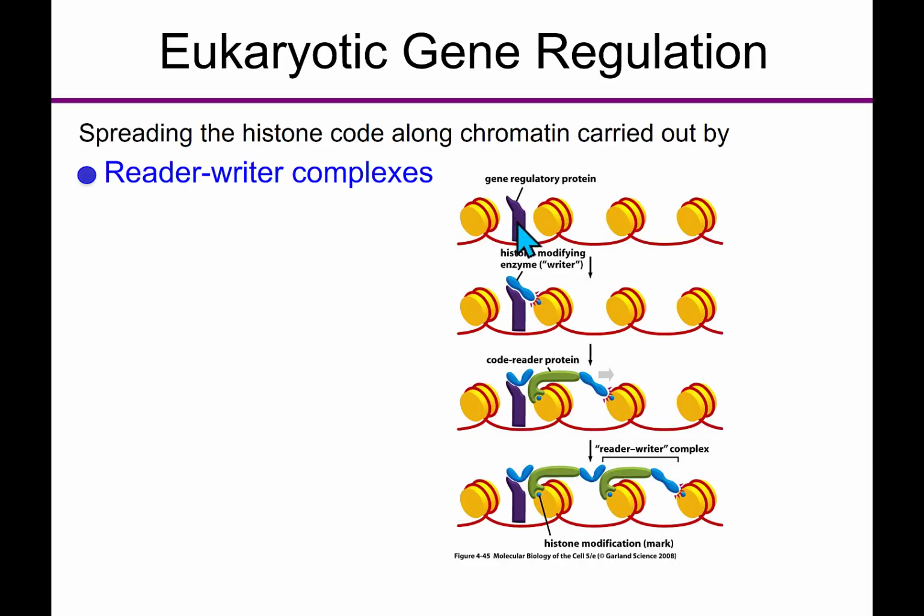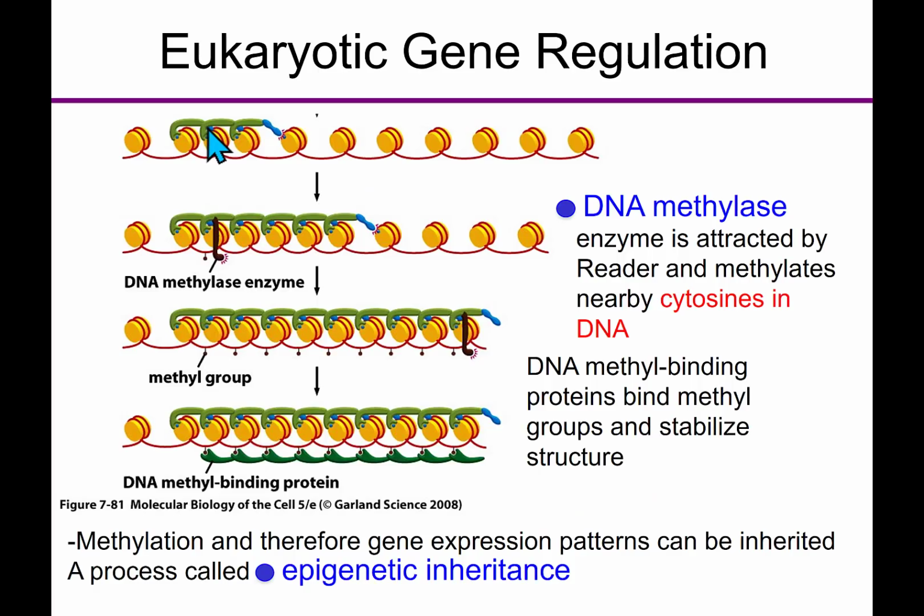So up close, again, we have our gene regulatory protein. It's going to call in, in this particular case, a histone modifying enzyme, a writer, and you're going to write on the tail. And what's going to happen is a reader will read that code, call in a writer to write on the next tail, and that keeps on going. And these reader-writer complexes really start to spread the histone code. Notice the reader, sometimes with the writer, sometimes without, depends on the specific case, really starts to compact this particular region.